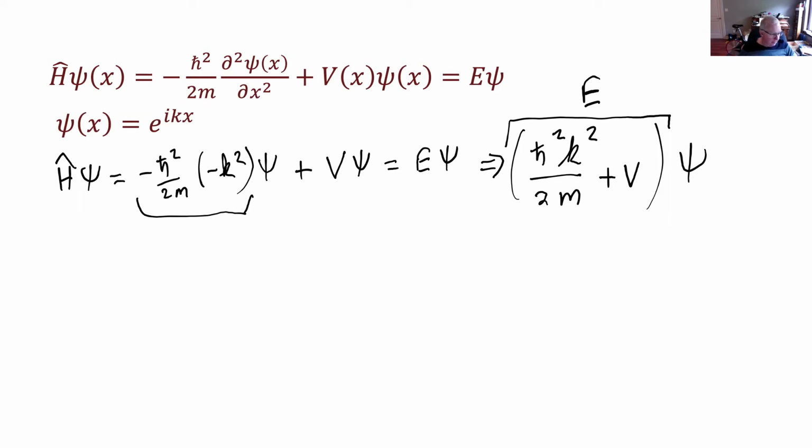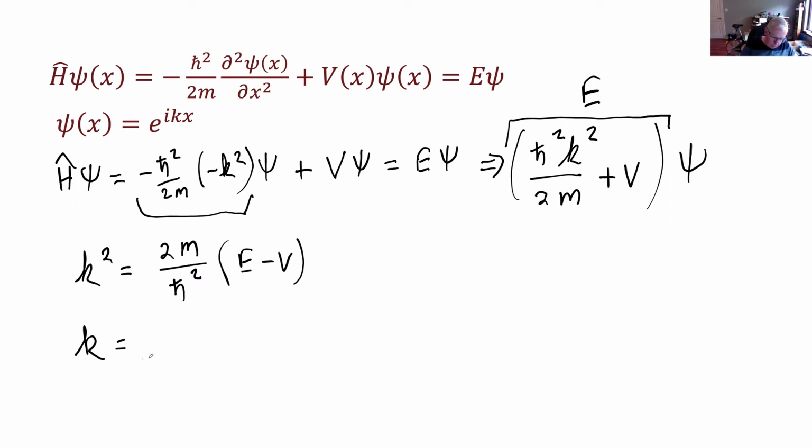Now I want to take that and rearrange it so that I can solve for k in terms of the other properties. If I do that, I'll get k squared equal to 2m over h bar squared times E minus V. If I take the square root of that, that gives me k equal to the square root of all that stuff.